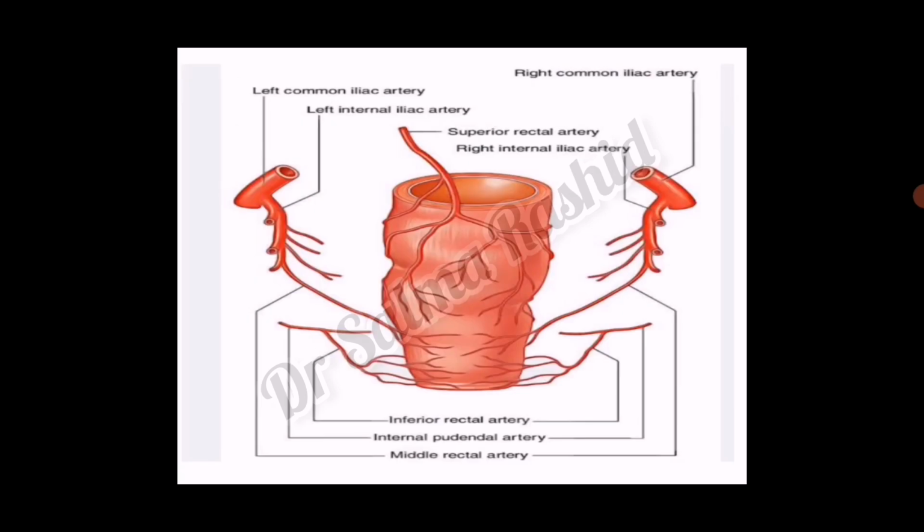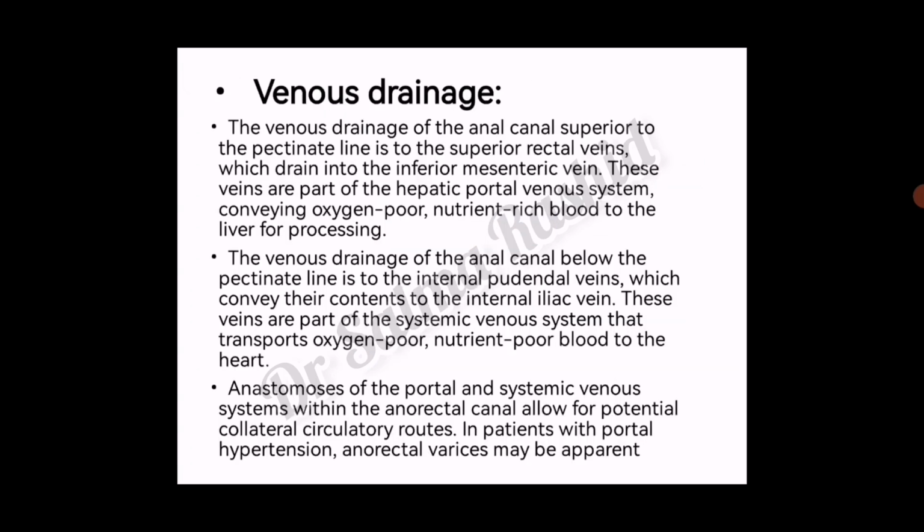Now in this diagram you can see above the pectinate line is supplied by superior rectal artery, which is a branch of inferior mesenteric artery, and inferior to the pectinate line is supplied by middle and inferior rectal arteries, which ultimately drain into the internal iliac artery. Now the venous drainage.